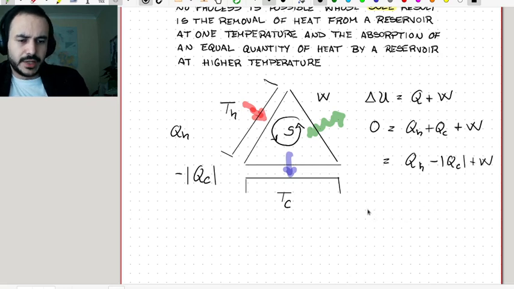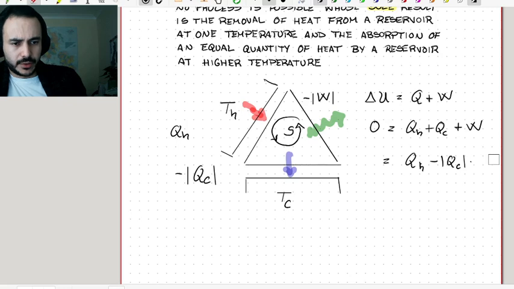And this means that the work also is going to be negative. I didn't say that before, but it's work performed on the environment and not onto the system. So this quantity here is also a negative quantity, and we can write it explicitly like that. This is minus the absolute value of the work.